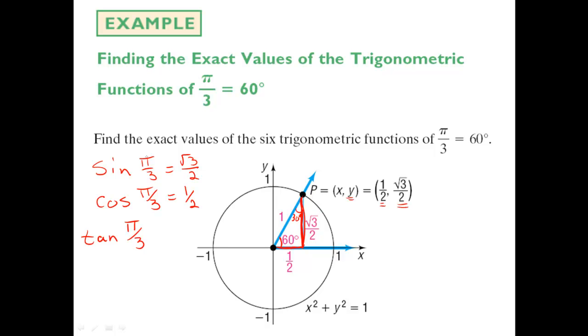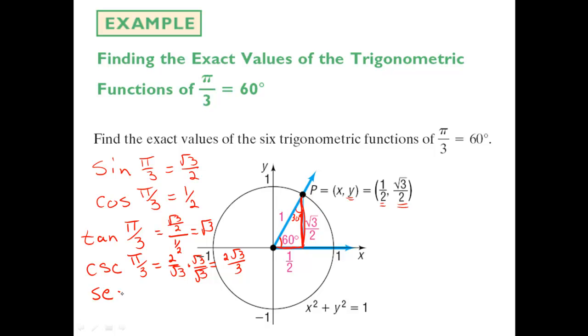The tangent is the ratio of sine to cosine, or y over x. So that's the square root of 3 over 2 divided by 1/2. And the 1/2s cancel and give me just the square root of 3. The cosecant is the reciprocal of sine, and it is also 1 over y. So it's going to be 2 over the square root of 3. And when I rationalize that, I'm going to get 2 times the square root of 3 over 3. That should have a radical on it.